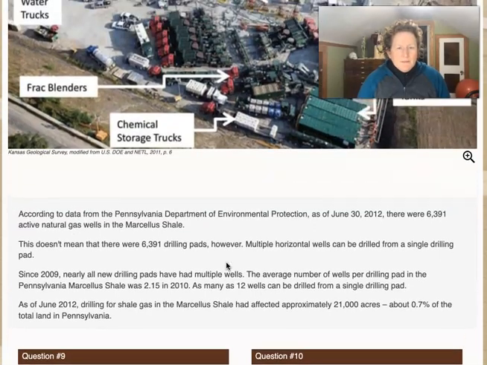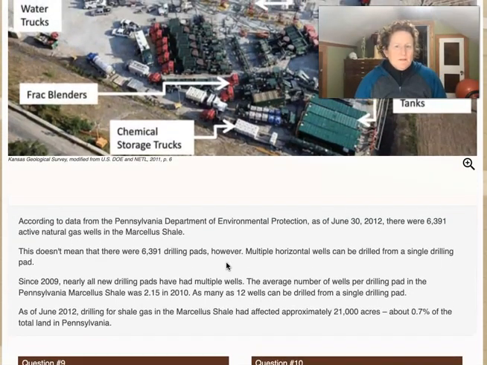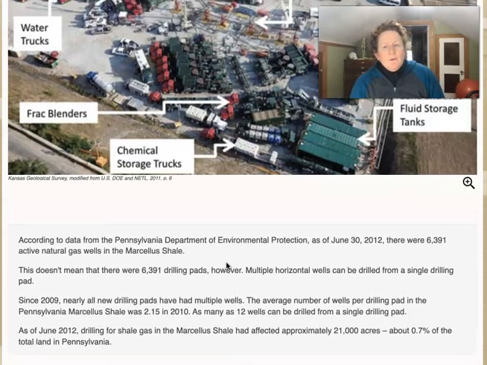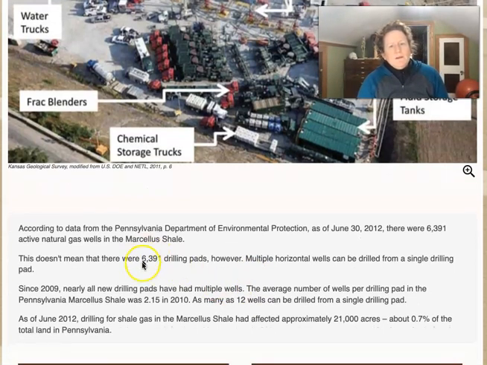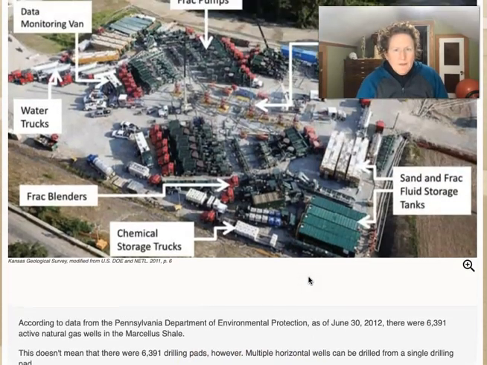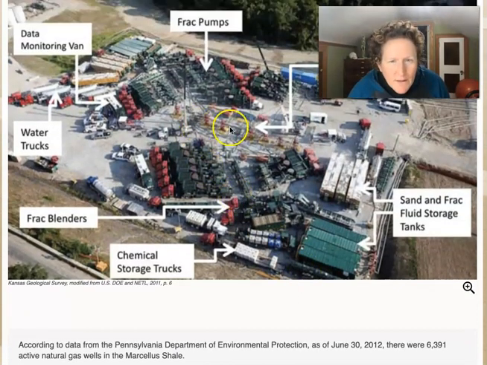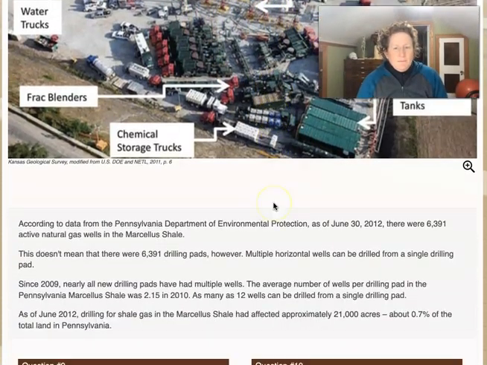According to the data from the Pennsylvania Department of Environmental Protection, as of June 30th, 2012, there were 6,391 active natural gas wells in the Marcellus shale. There are probably more now because drilling for natural gas has exploded in the last decade or so. This doesn't mean there are 6,391 drilling pads, however. Multiple horizontal wells can be drilled from a single drilling pad. So you can see these are the wellheads, so it looks like there's several wellheads here on this drilling pad in Pennsylvania.